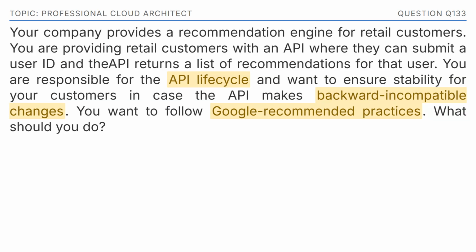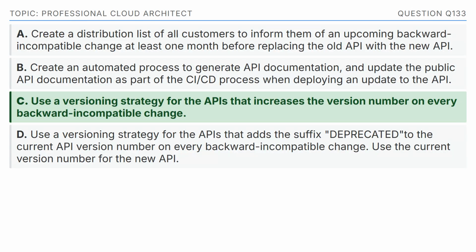To arrive at the correct answer, we focus on the keywords: API lifecycle, backward incompatible changes, Google recommended practices. The correct answer is option C. Use a versioning strategy for the APIs that increases the version number on every backward incompatible change.